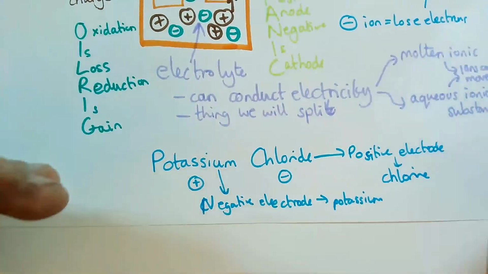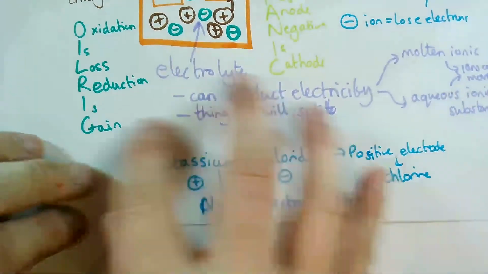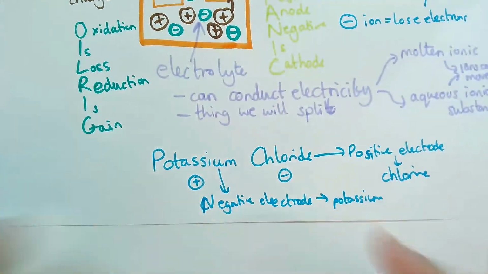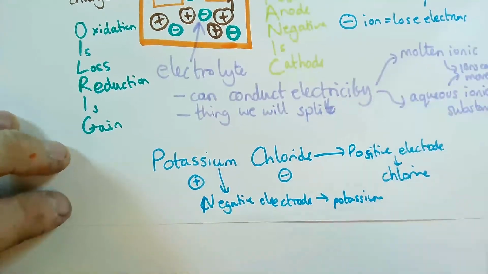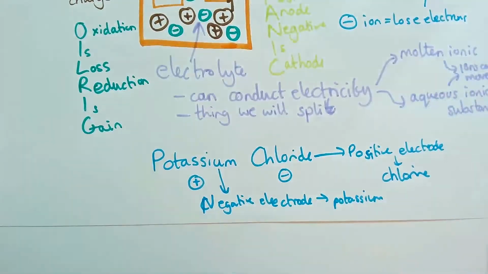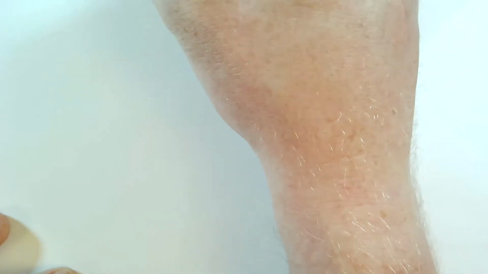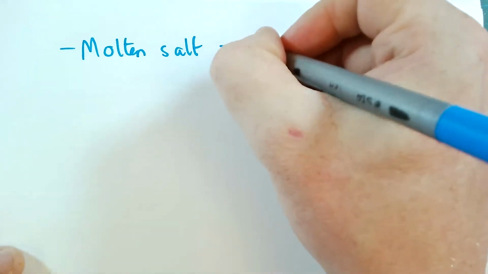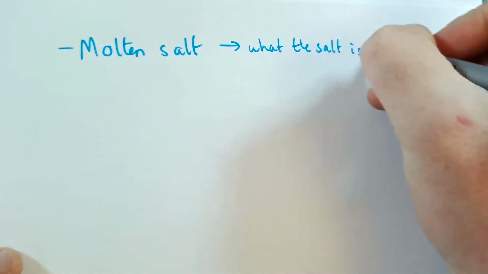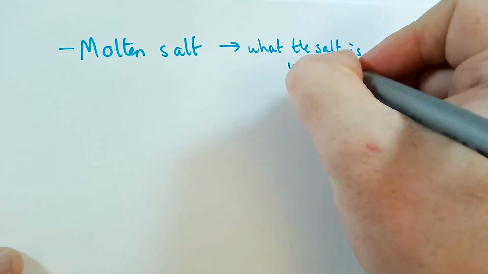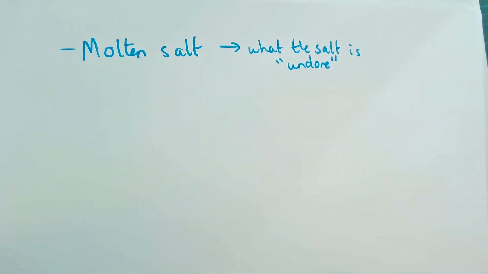That's the first level. Molten salts: the metal will go to the negative electrode, and you'll get the metal. The negative ion will go to the positive electrode, and you'll get that turning. So that's molten salt, that's layer one. You're just going to get the salt undone, if that makes sense. You're going back to the elements.